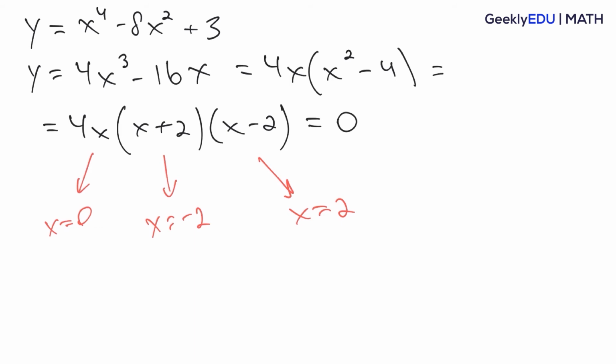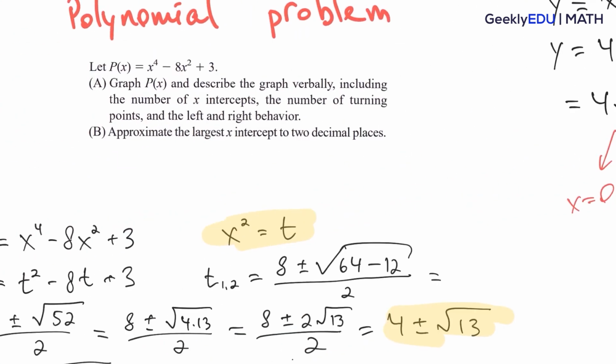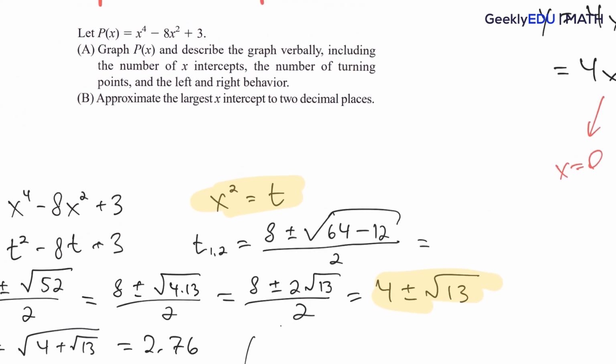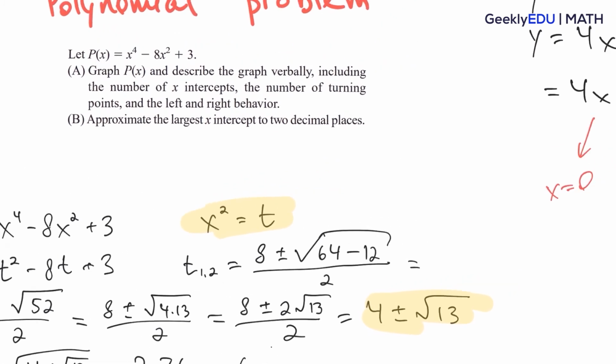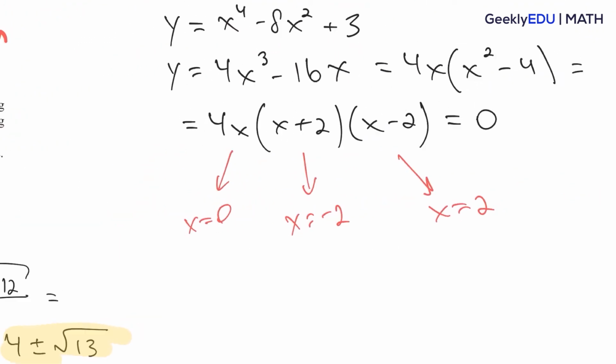So let's just double check what they're asking in the first part. They want us to describe it, including the number of x-intercepts. We have that. There's 4 of them. The number of turning points. We have that. There's 3 of them.